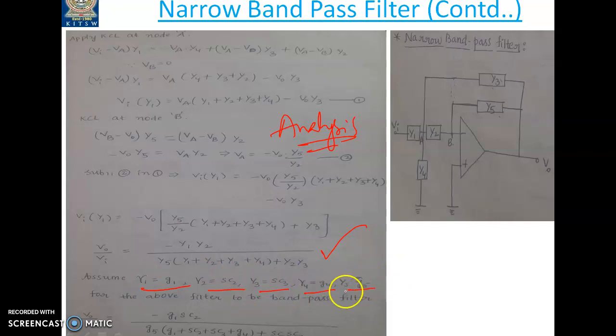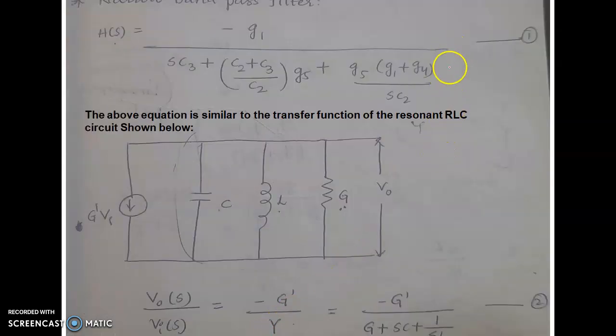So for the above filter to be a band pass filter, this is the way we are going to be getting the voltage transfer function in terms of conductances and capacitors. The total overall transfer function we will be getting for the narrow bandpass filter should be this. And this transfer function is very similar to the transfer function of the resonant RLC circuit. You can also design the RLC circuit and compare this.